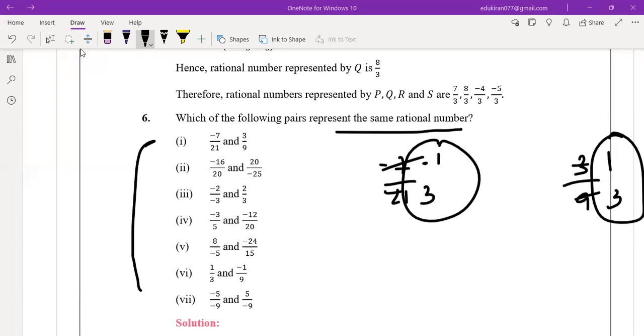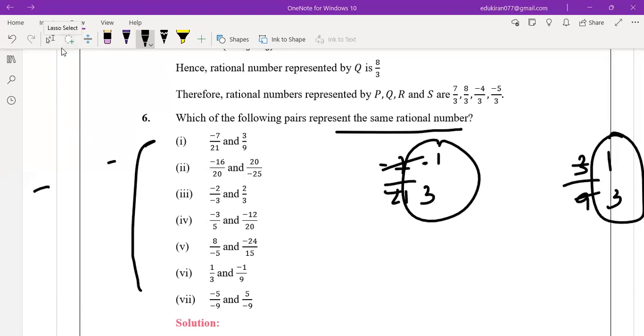Ma'am, suppose in the second question the first sign is above and the second sign is below. It's okay, right? Yeah, the one should be negative, no problem. Both will be negative. It also doesn't matter whether it's in the numerator or denominator.